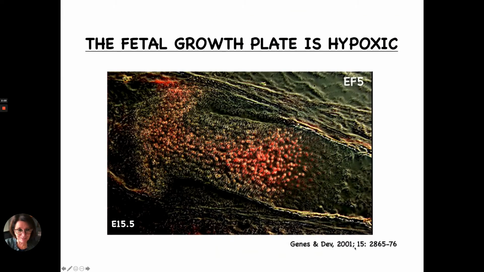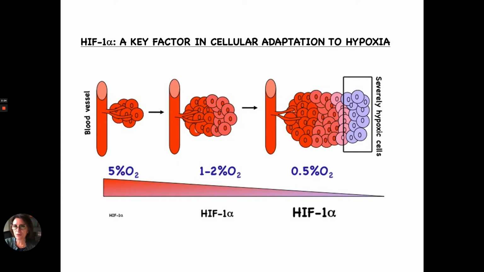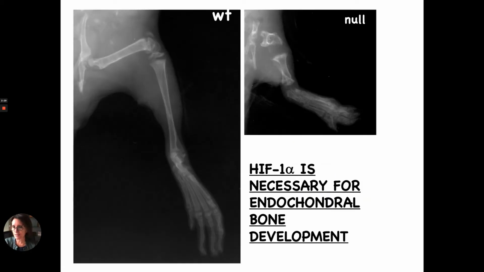So many years ago now, we asked a very simple question. Since the fetal developing growth plate is an avascular structure, is it also hypoxic? We used for this purpose the marker of hypoxia EF5, and we showed that indeed the growth plate is a hypoxic structure. We all know that HIF1 is a key factor in cellular adaptation to hypoxia, so the next experiment was to conditionally knock out HIF1 in chondrocytes using the Cre-lox-P system, and the result was quite devastating.